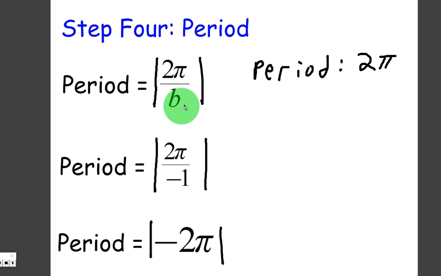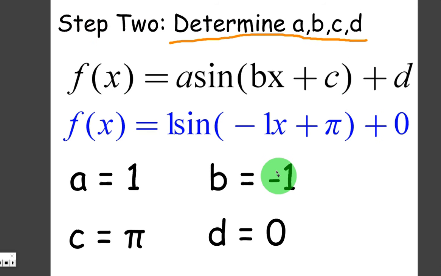Next we have period. Period is absolute value of 2 pi over b. Since b is negative 1, we get 2 pi over negative 1, but the absolute value of that is just 2 pi. So this goes hand in hand with frequency, because if the period is 2 pi, that means it takes 2 pi units to repeat itself. Well, if frequency is how many cycles you have over a distance of 2 pi, it makes sense that in this case the frequency would be the absolute value of negative 1, which is 1. So frequency is actually the absolute value of b. I learn something new every day.